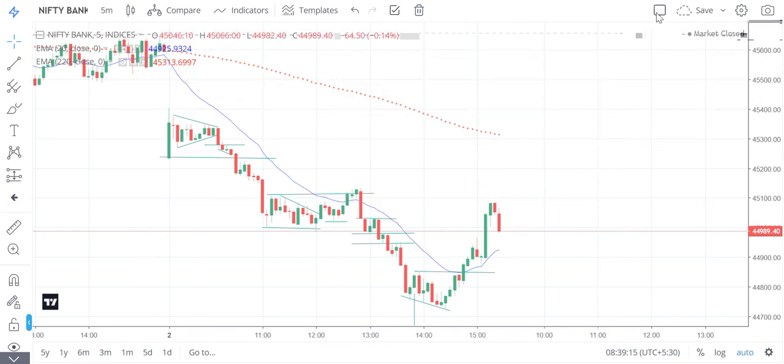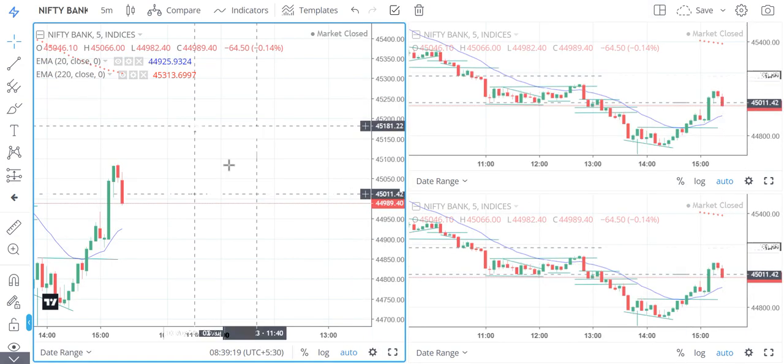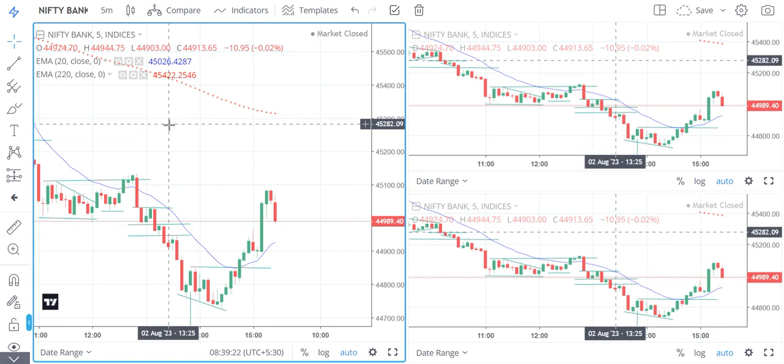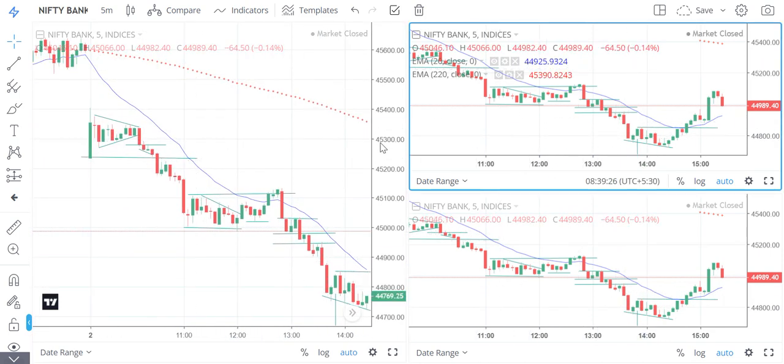All right, now we'll look at options chart. Bank Nifty 45,300 PE.